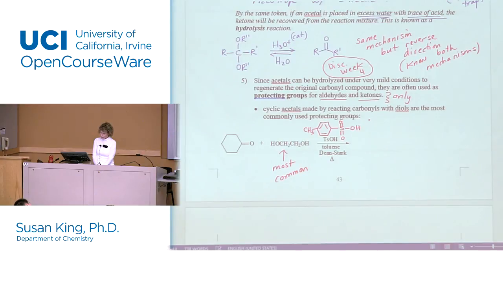Toluene, Dean-Stark apparatus. Why toluene? Toluene is more common than benzene now because benzene is a pretty bad carcinogen. So we try to avoid it if we can. And this would look like this. And we'll look at the mechanism for this reaction in discussion also next week. So that's a cyclic acetal. Side product is water. So we would drive this the exact same way using that Dean-Stark trap.